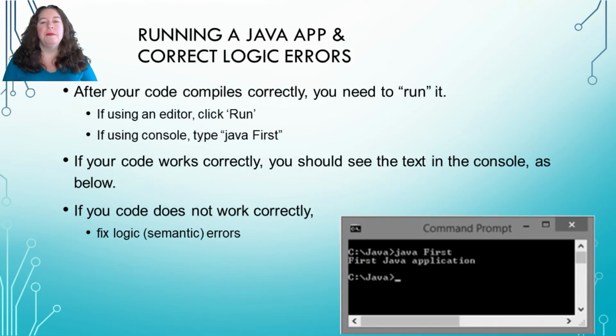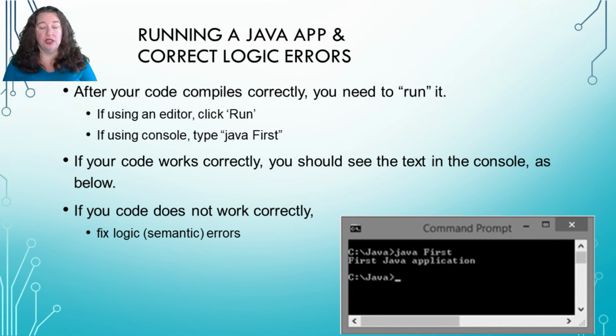In this case, we're going to show you what the command prompt would look like. So after you get it compiling correctly, you would compile it using javac, and it would create a first.class. You then tell it to run using java. Java tells it to run, and then just the name of the class. You do not include the word class after it. It is not java first.class, it's just java first. It knows it's a class file.